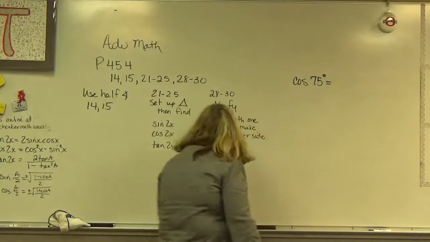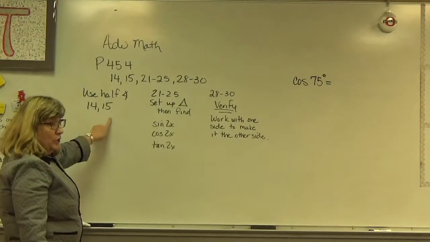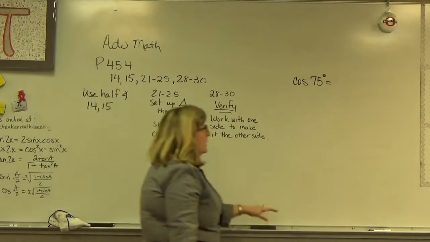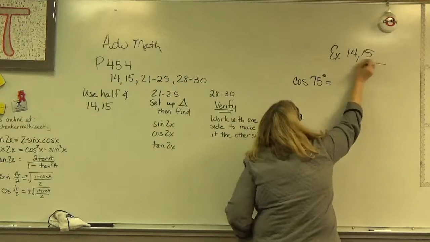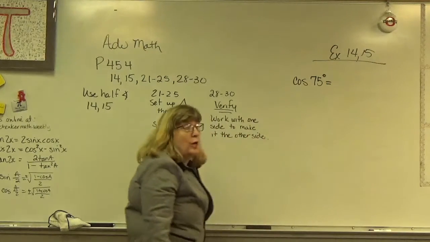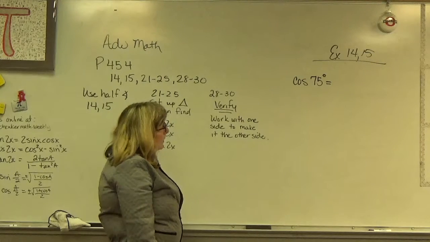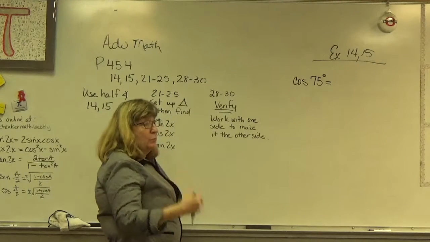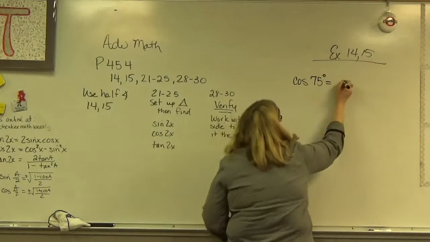And on the first 14 and 15, you're supposed to use the half angle formula. So in order to use the half angle formula, this is an example for 14 or 15. You're only going to do 2 half angle formulas because you got to do a lot of simplifying. What's 75 doubled? 150.